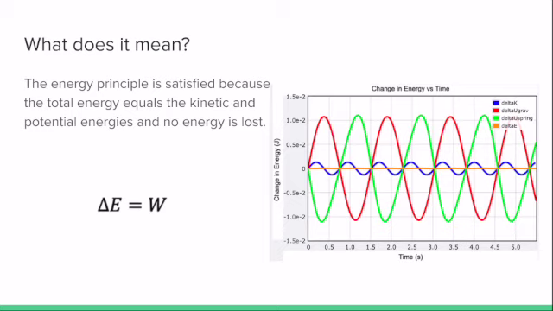The energy principle is satisfied because the total energy equals the kinetic and the potential energies, therefore no energy is lost. And this is seen in the graph as the spring potential energy moves in the negative direction, the potential energy of gravity moves in the positive direction, and both of these cancel out to equal 0, as well as with the change in kinetic energy.